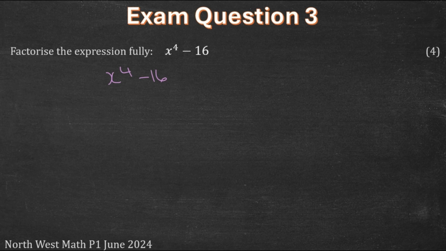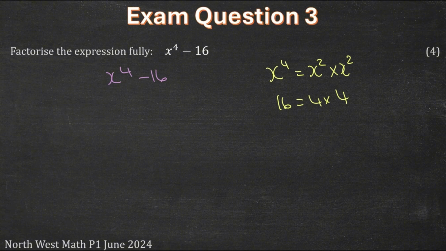So the first thing we need to do is to recognize which factorizing method to use. Now this expression has 2 terms, and the terms are separated by a minus sign. So we should check our 2-term factorizing methods. It could possibly be a difference of 2 squares or a difference of 2 cubes. Now in this case, x to the power of 4 equals x squared times x squared, and 16 equals 4 times 4. So this is a difference of 2 squares.